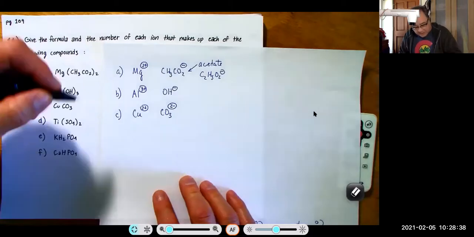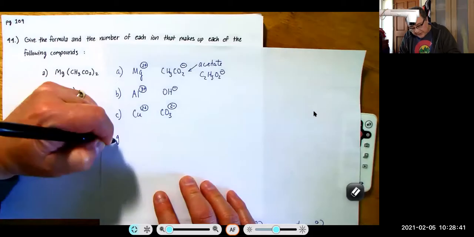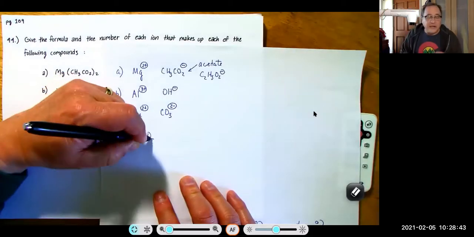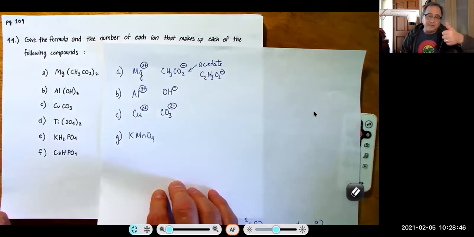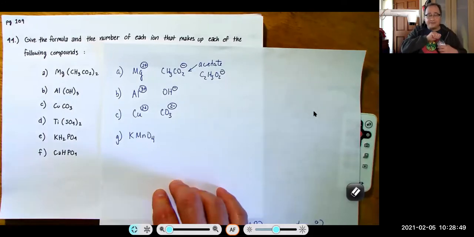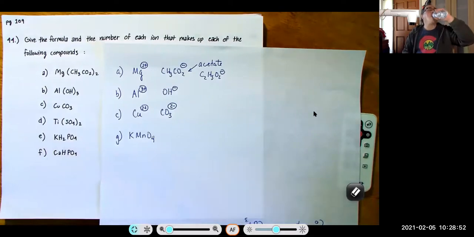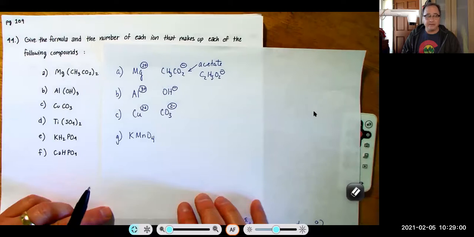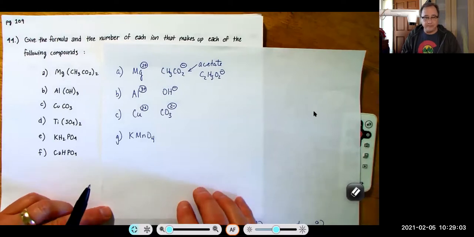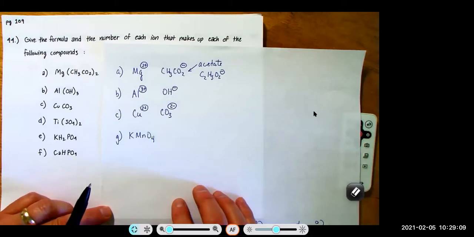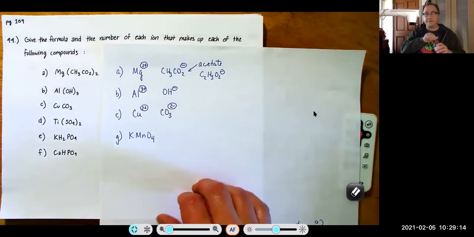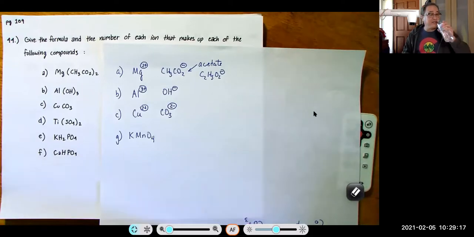So this is not a problem given, so I'm going to put G. This is a compound. Get the ions. When you're done, give me a thumbs up or a yes, and then I'll show you the answer. This one I chose because it's got 2 metals in it.